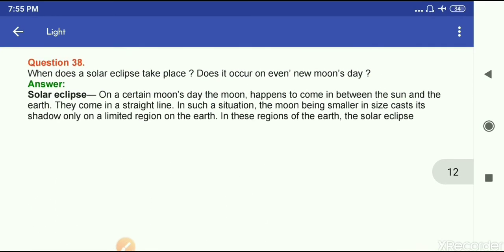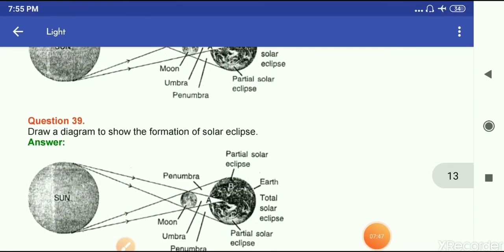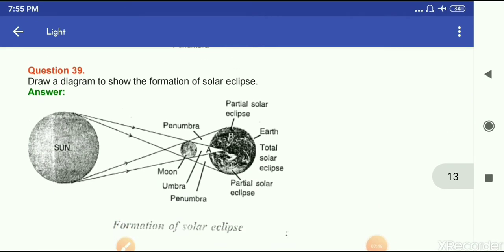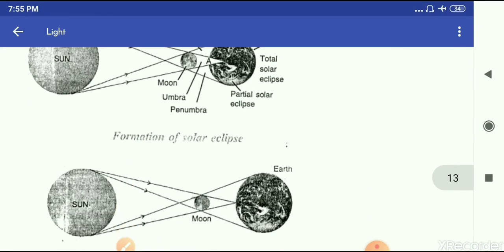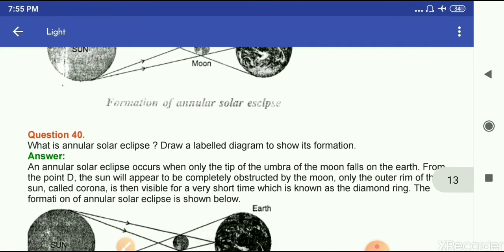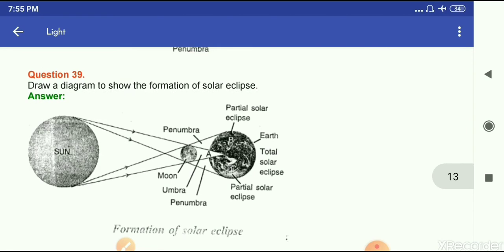Question number 39. Draw a ray diagram to show the formation of solar eclipse. Okay, so this is your diagram for question number 39. Now, only one diagram you have to draw. This diagram you can draw.